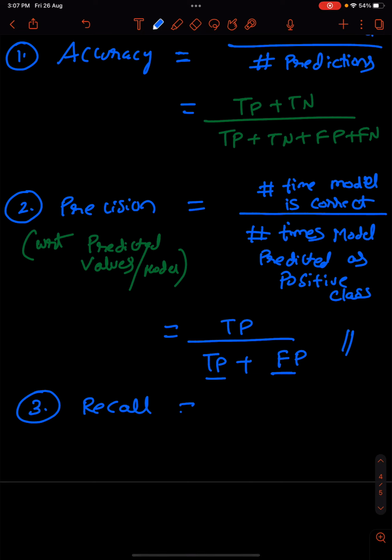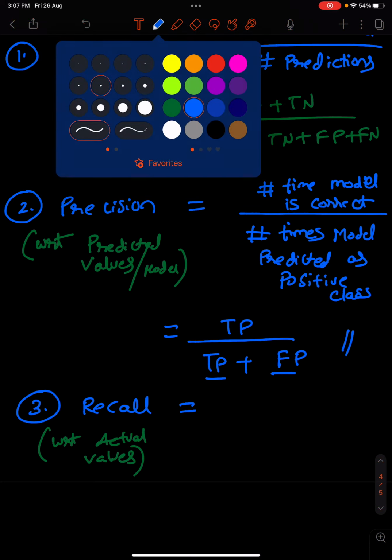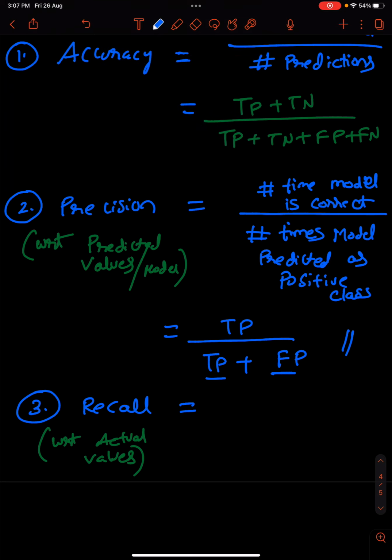Great. Now what is recall? Recall you can remember as it is with respect to the actual values. That is, of all the records that actually belong to the positive class, how many of them were correctly identified by the model? Right? How many of them were correctly identified by the model?